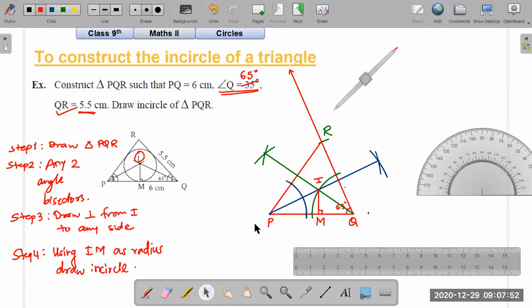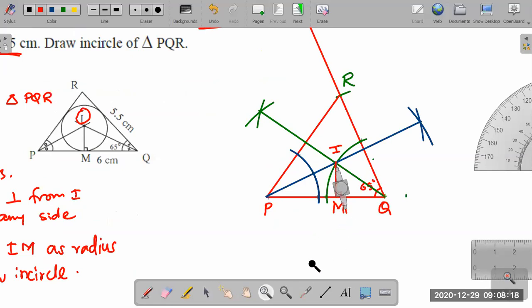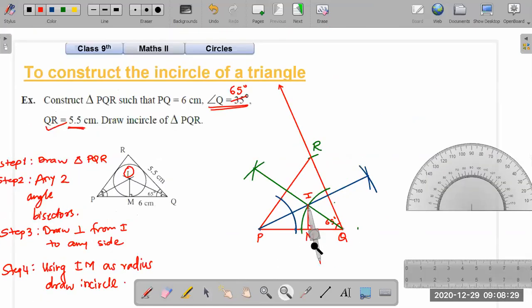All right, and now we are going to draw the incircle. So place the steel point at I and take this distance IM as radius. Taking IM as radius, you need to draw the circle. Now over here, this is a bit difficult, but let me try still if that is possible. Let's check. Okay, so here this compass won't take that distance IM, but let me explain that step once again.